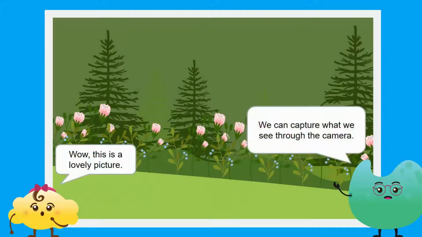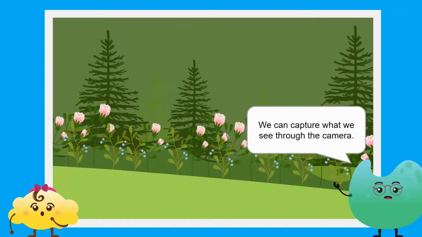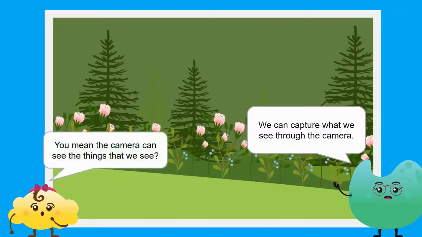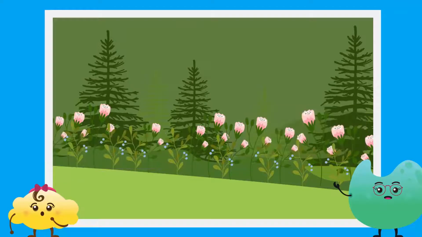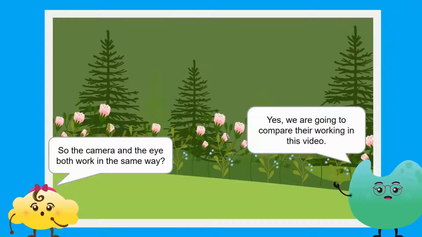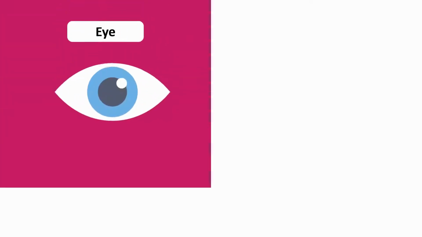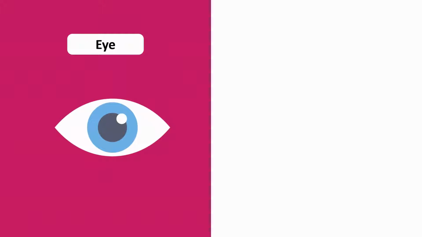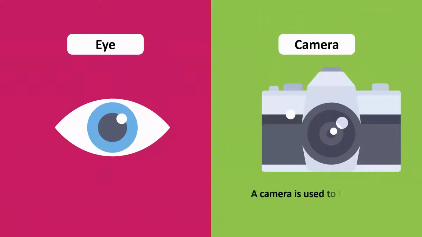We can capture what we see through the camera. Yes, we are going to compare their working in this video. An eye is an organ of sight, while a camera is an instrument that is used to record images.